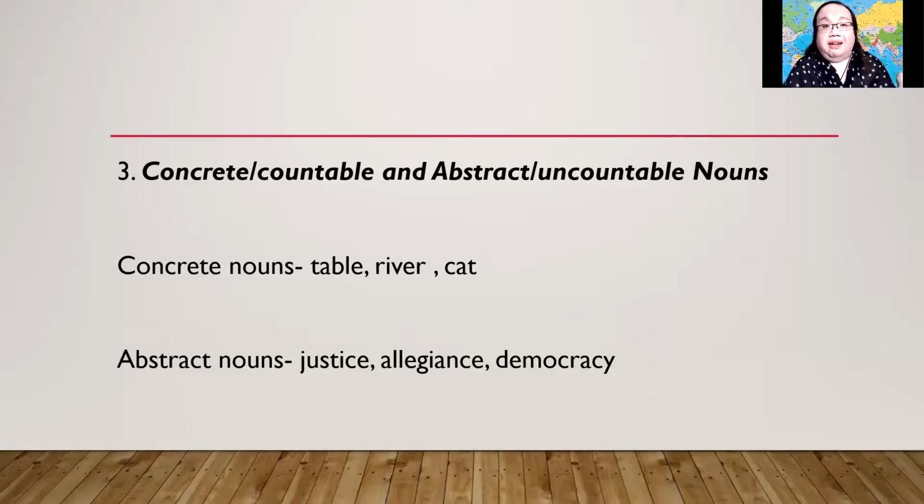While on the other hand, the direct opposite of concrete nouns are abstract nouns. Abstract nouns are those nouns that cannot be perceived by your senses. Can't see it, can't hear it, you can't experience it. So examples are justice, allegiance, or democracy.